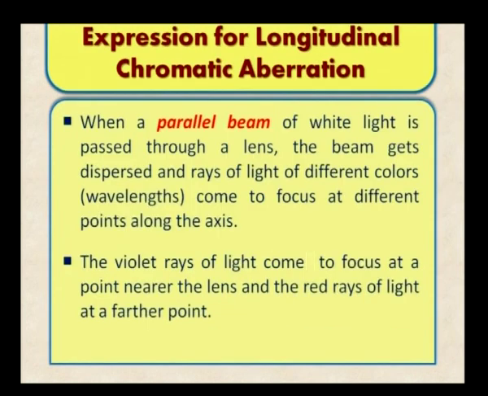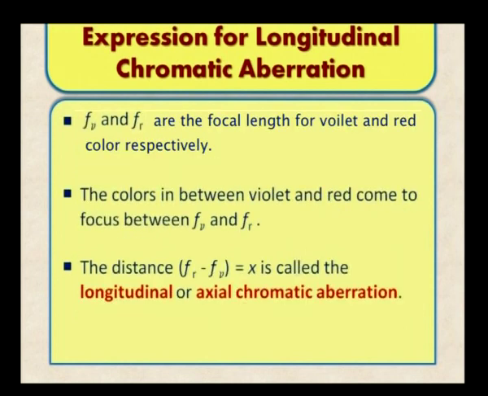When a parallel beam of white light is made to pass through a lens, the beam gets dispersed and the rays of light of different colors, I mean the wavelengths, come to focus at different points along the x axis. As I showed just now, the violet rays come to a focus at a point nearer to the lens, whereas the red will be far off. The red rays of light are focused at a farther point.